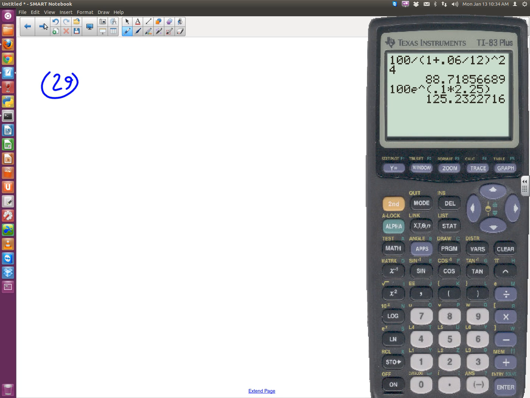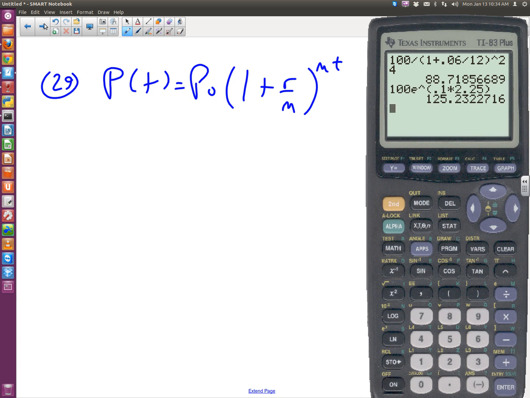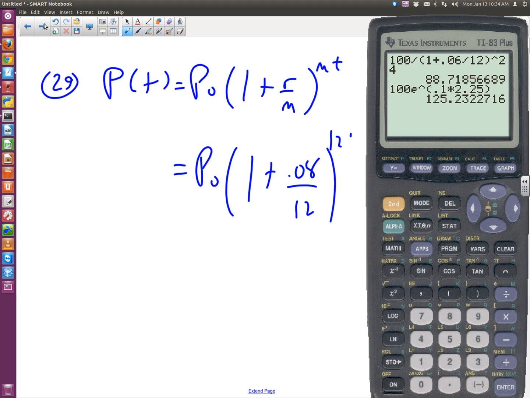Okay, all right, so this is what we're doing. 29. So we're using this statement. Now, they said you have this investment at 8%. So what's R? 0.08. And you told me N is monthly means 12. And the other N is 12 too. Now what we're really solving for this time is not P0 but T. T is the amount of time it takes to double your investment.